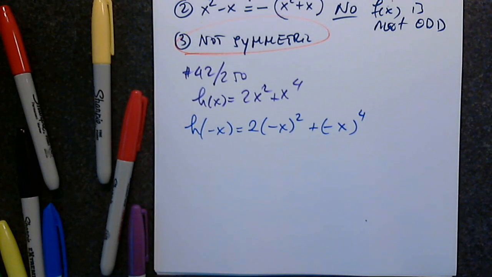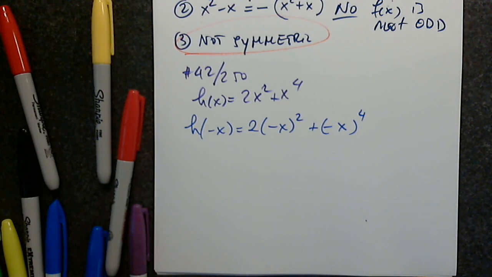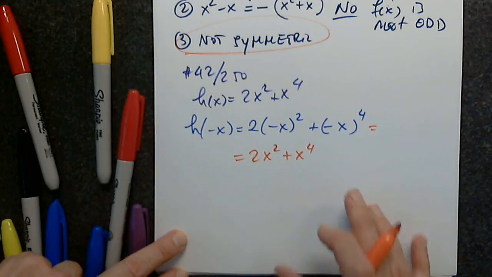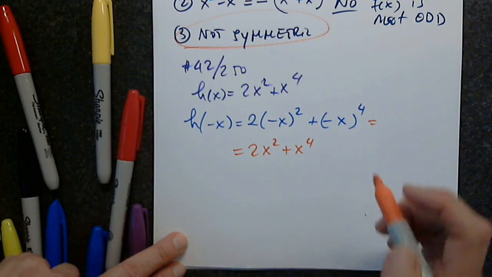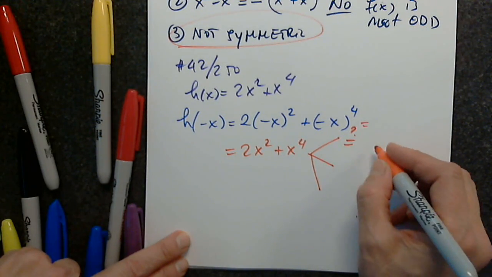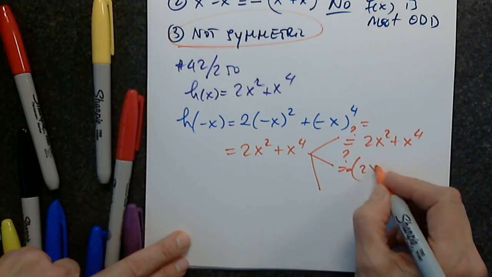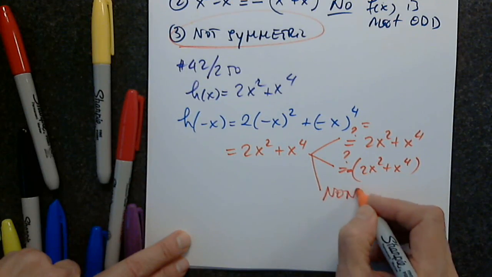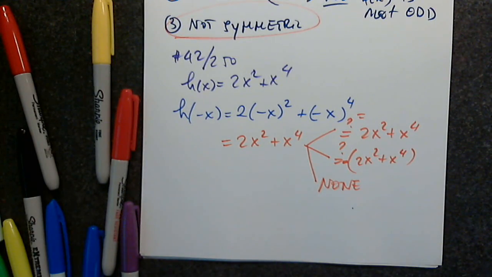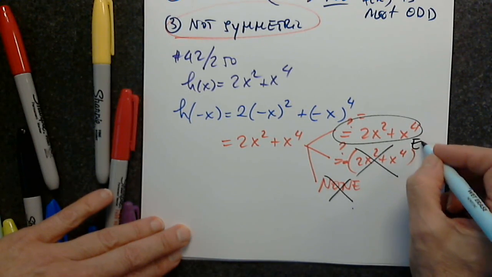So negative x squared is the same as x squared, good, and negative x to the 4th is the same as x to the 4th, right? So this is 2x squared plus x to the 4th. I have 3 questions to ask myself. Only one can have the answer yes. Does this equal 2x squared plus x to the 4th? Does this equal the opposite of 2x squared plus x to the fourth, or none of the above? I can only choose one answer. It turns out that the answer for the first one is yes, for the other two is no, and the function is even.